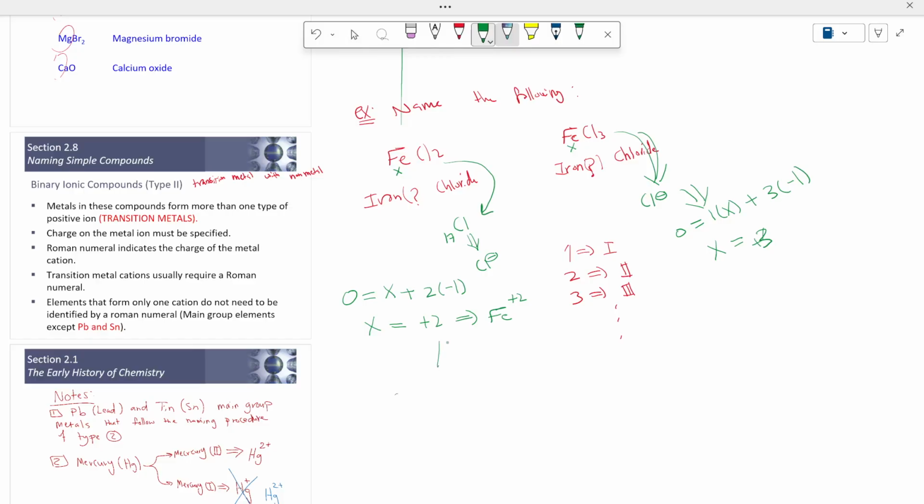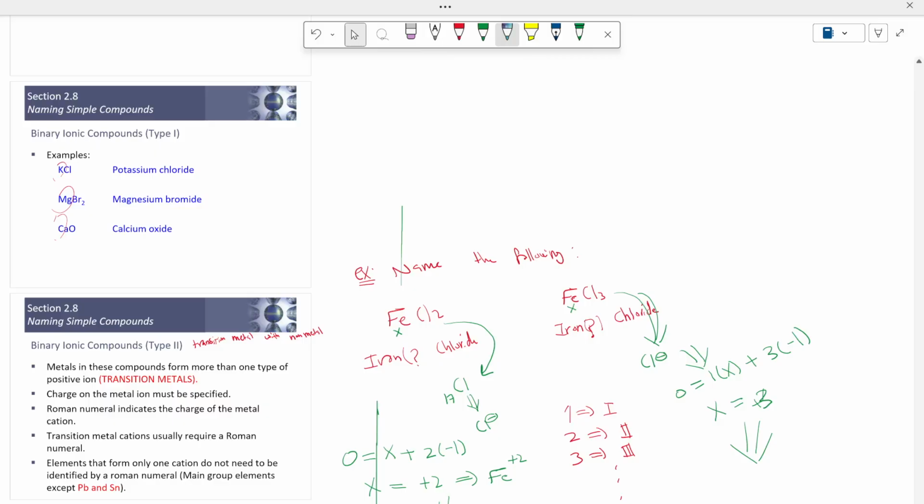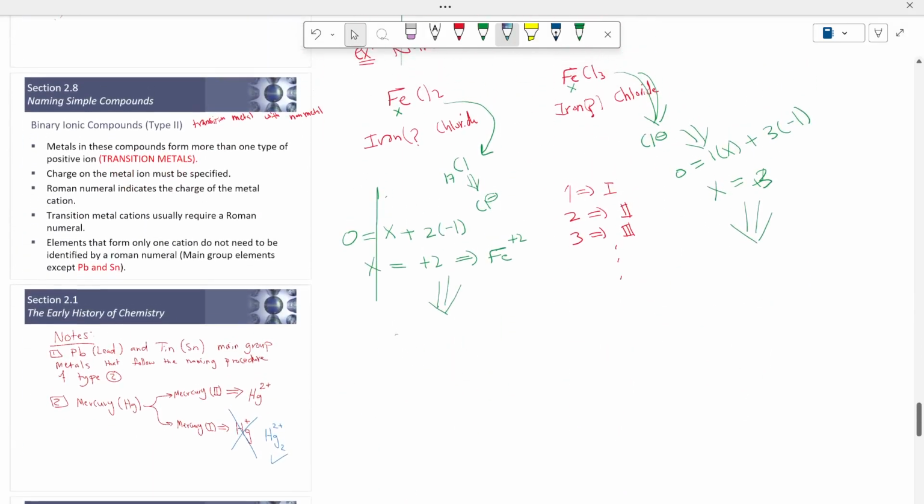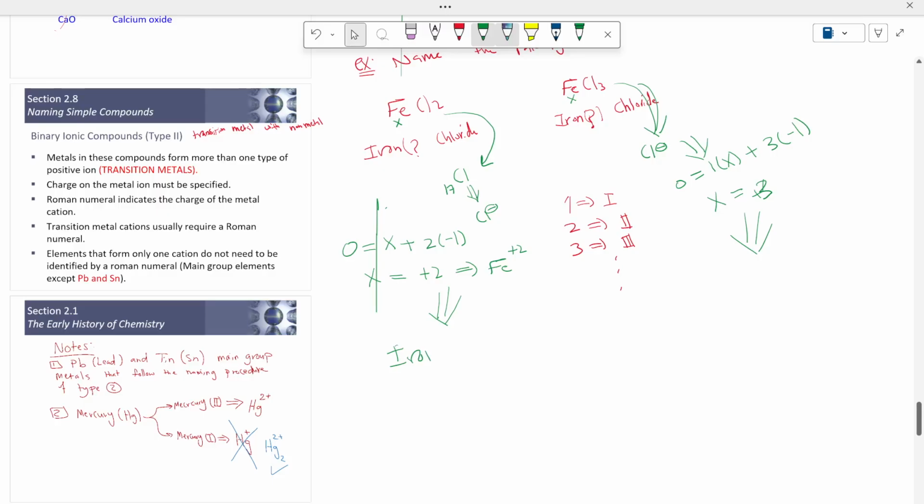Now to write the full name of each one of them, just write the charge of the metal in each one of them. So this will be iron, here is iron using the Latin numbers. 3 is triple I. Sorry, this is 2.